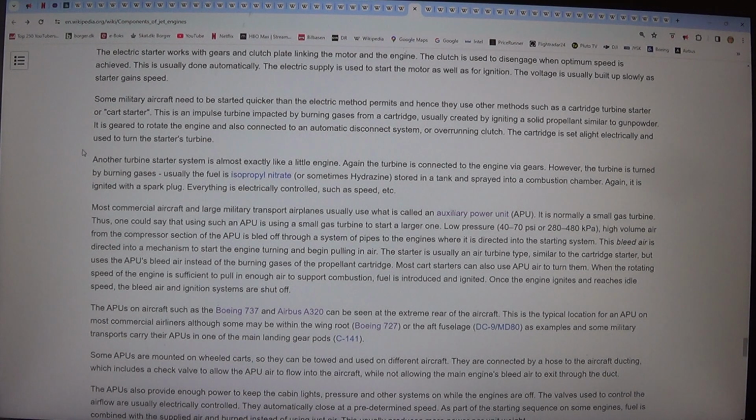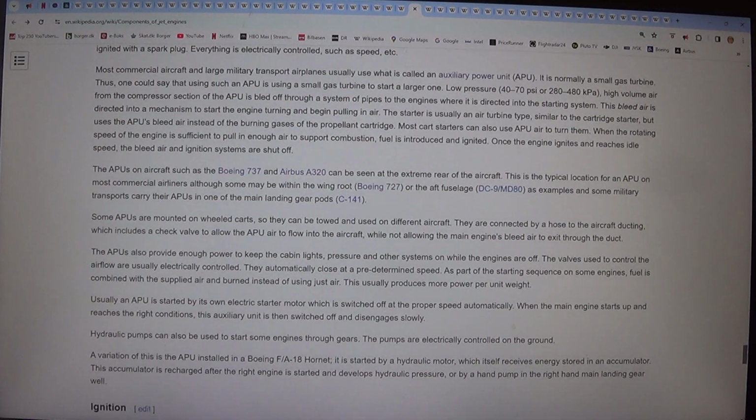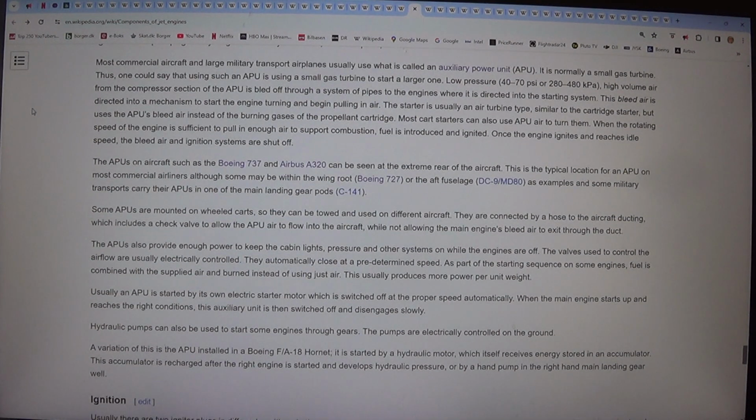This bleed air is directed into a mechanism to start the engine turning and begin pulling in air. The starter is usually an air turbine type, similar to the cartridge starter, but uses the APU's bleed air instead of the burning gases of the propellant cartridge. Most cart starters can also use APU air to turn them. When the rotating speed of the engine is sufficient to pull in enough air to support combustion, fuel is introduced and ignited. Once the engine ignites and reaches idle speed, the bleed air and ignition systems are shut off.